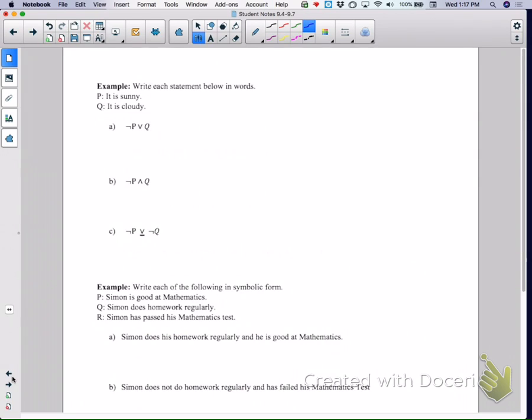All right, so we're going to write each of these statements here in words. So we have not P and disjunction with Q. So this is not an exclusive disjunction, so you can put the word either with it, or you can just say both. I'm going to say either. So either not P, so either it's not sunny, or Q, it is cloudy. Now you could put in an or both because they could both happen in this case. That's kind of up to you.